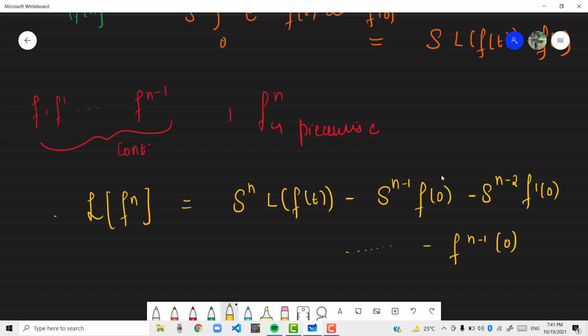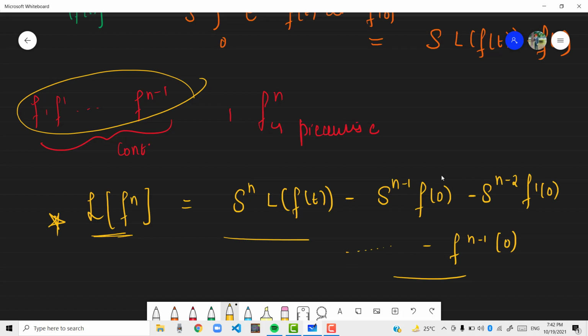So this is the generalized formula to calculate the Laplace transform of the nth derivative of the function, which you can use provided all these functions should be continuous and those should be of the exponential order. Right? The Laplace transform of the nth derivative of function will exist and will be given by this particular expression. Thank you very much.